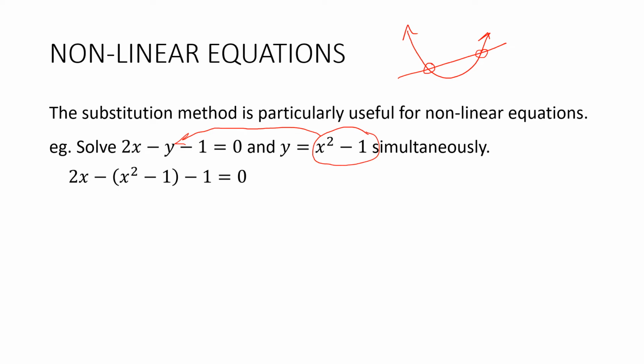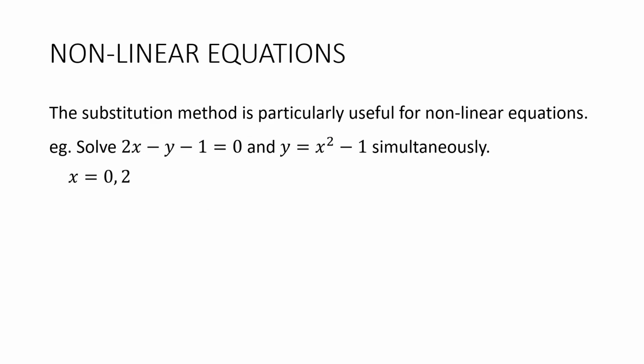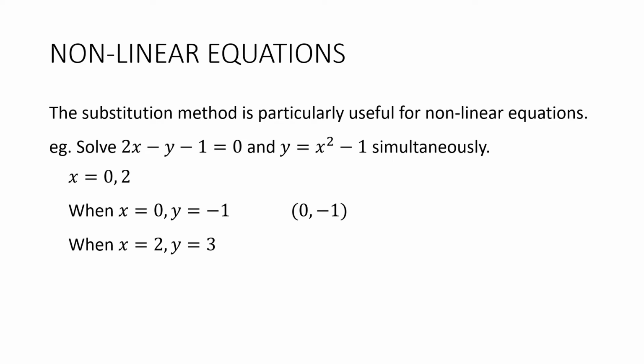All right, let's tidy this up. We've got 2x take away x squared plus 1 minus 1 equals 0, which gives us 2x take away x squared is equal to 0. Factorize x outside of 2 minus x equals 0 and solve. Either x is equal to 0 or x is equal to 2. So two solutions. Now we need to find the solutions for y. So I'm going to substitute the 0 into here. y is equal to negative 1. We can write it as a point. So 0, negative 1. And now substitute the 2 in. And that gives me 3. And as the point, it would be 2, 3.